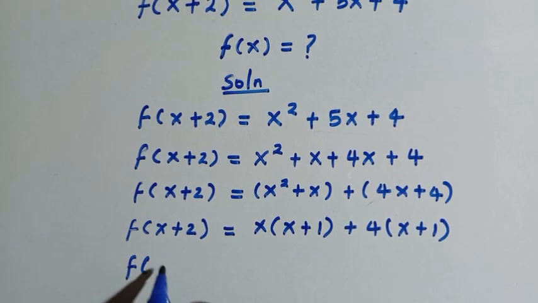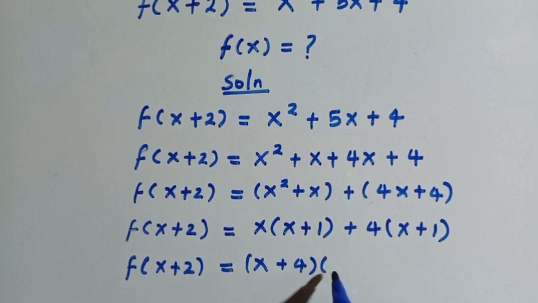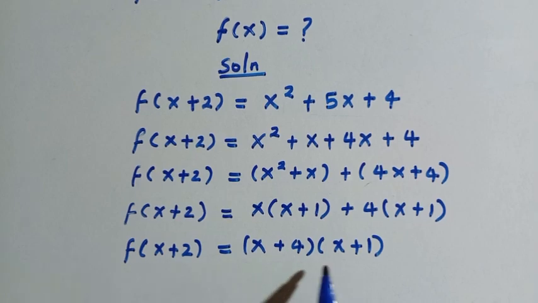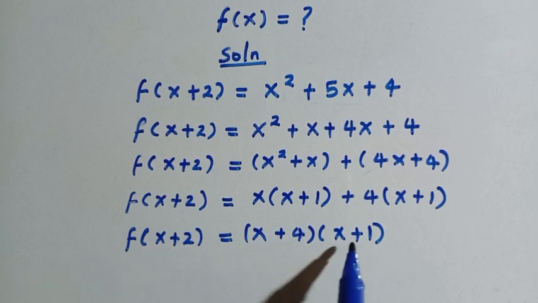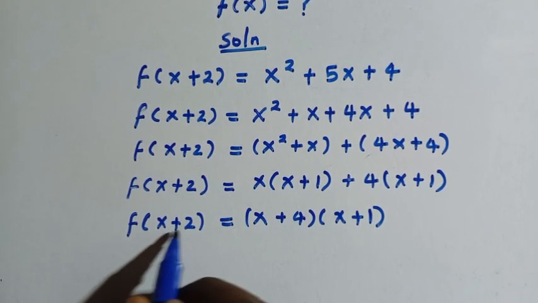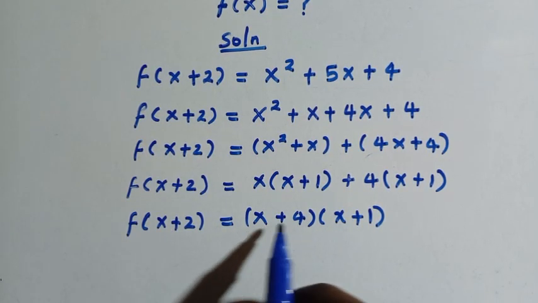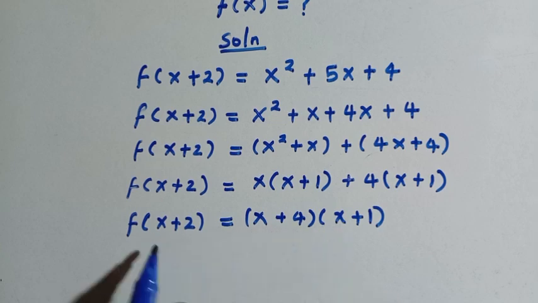Then we have f(x + 2) equals, so we have to combine this together. By combining this, we have x plus 4 multiplied by x plus 1. So after a successful factorization of the quadratic above, here is what we get: f(x + 2) equals (x + 4) multiplied by (x + 1). But looking at this domain, we have x plus 2, and nothing is representing it there. So we have to remanipulate this to look like this.